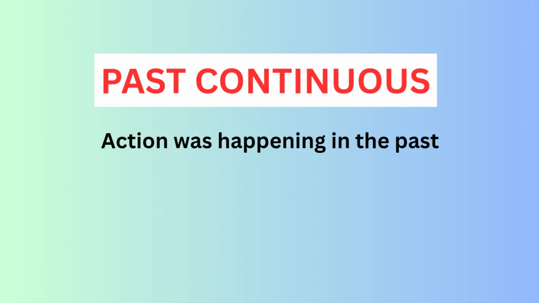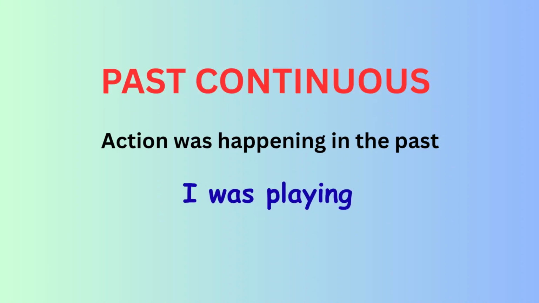Now let's learn about past continuous. This tense is used when an action was happening in the past. For example, I was eating. I was playing.